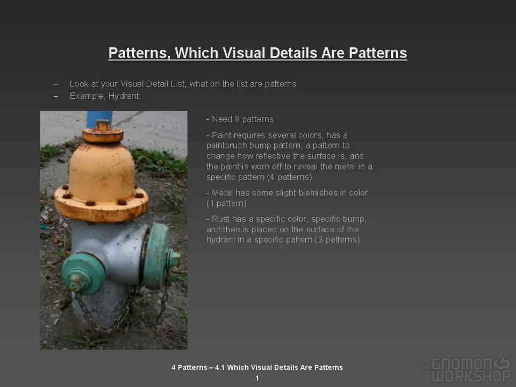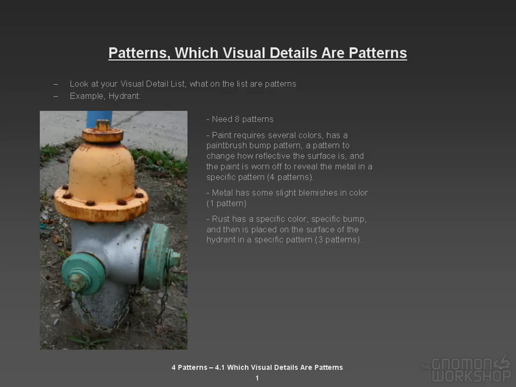The first one is it needs different colors in different spots. It has a paintbrush bump pattern to it. It has a pattern that changes how reflective the surface is in different spots. And the paint is worn off to reveal the metal in a specific pattern. So that's our 4 patterns for the paint.